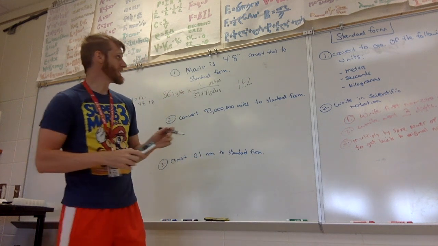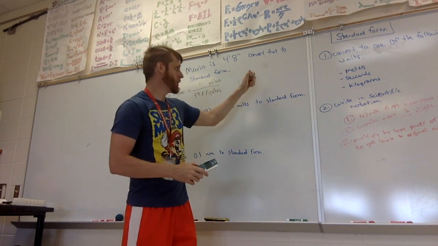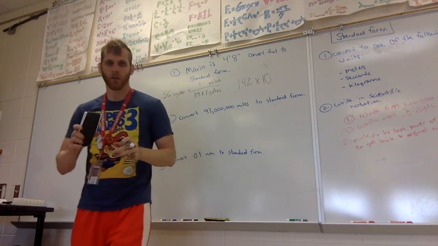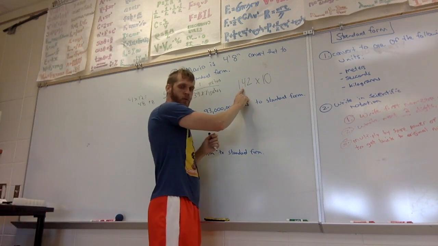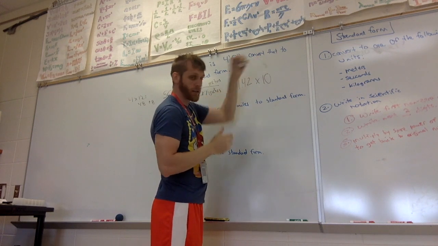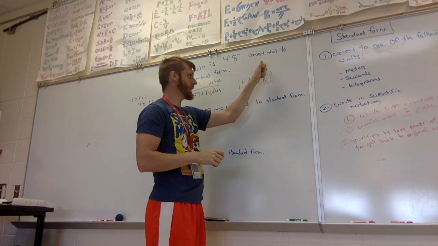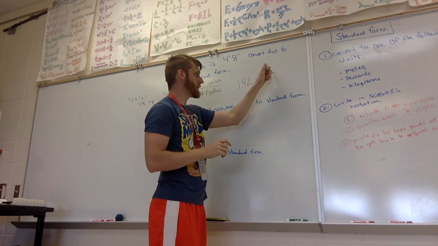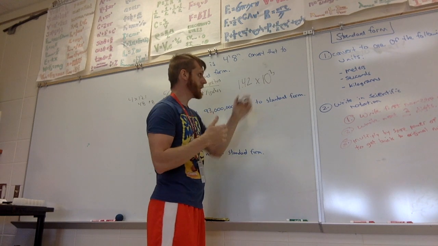Now, it says to write in standard form, so I should write that in scientific notation. So what I'm going to do is multiply by 10 to some power to truly write in scientific notation. Now, if I multiply 1.42 times 10, I get 14.2. If I multiply by 10 to the second, I get 142. If I multiply by 10 to the third, I get 1420. Right? I don't want that.